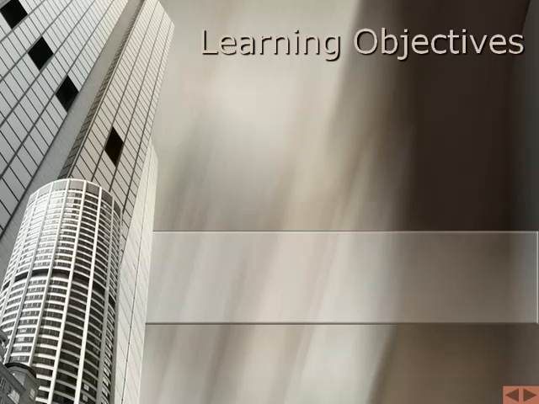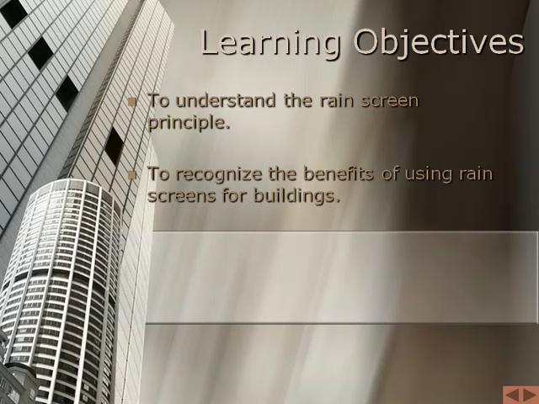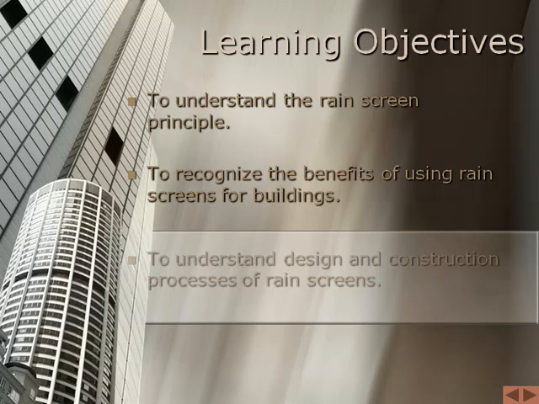Learning objectives. To understand the rain screen principle. To recognize the benefits of using rain screens for buildings. And to understand design and construction processes of rain screens.